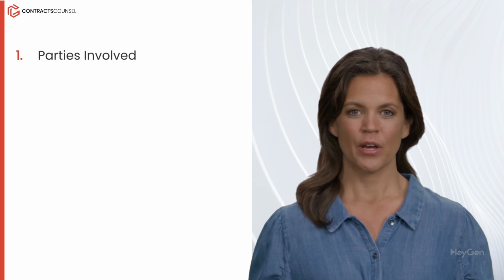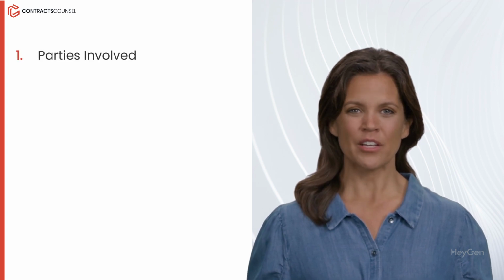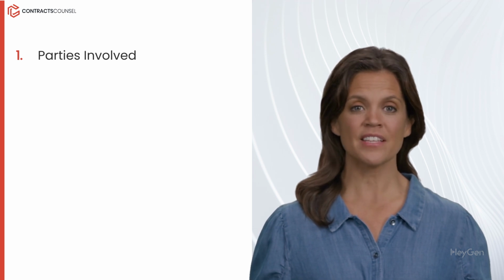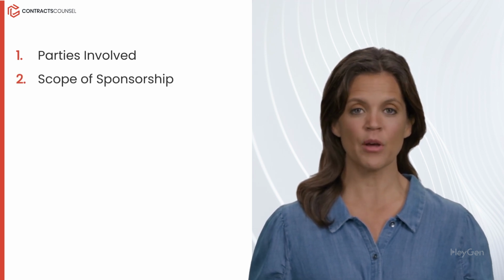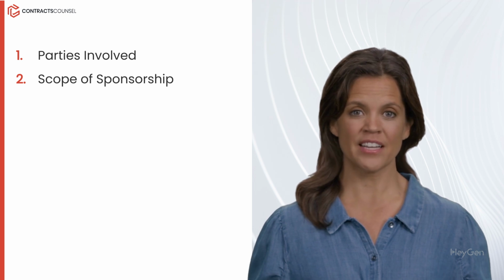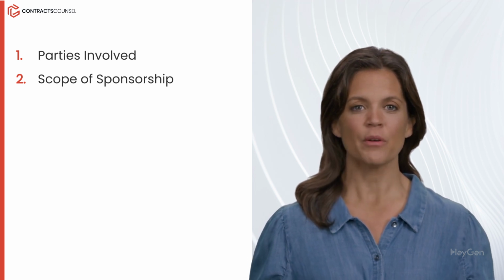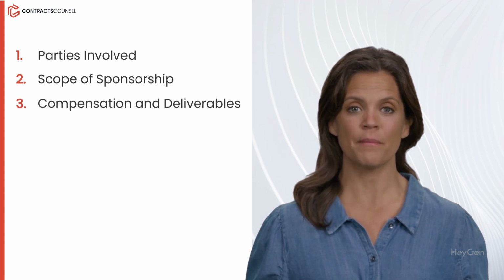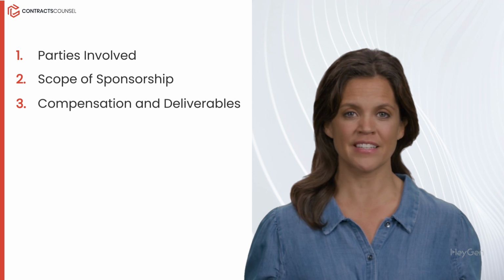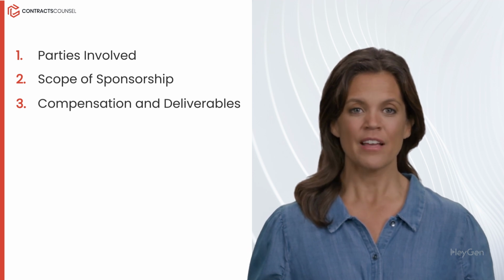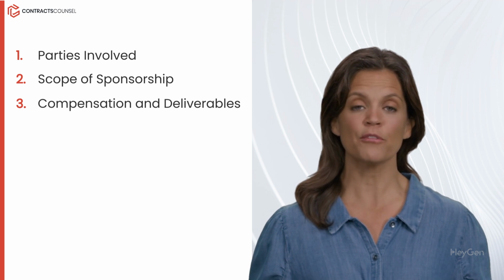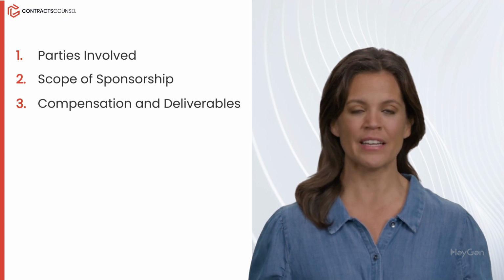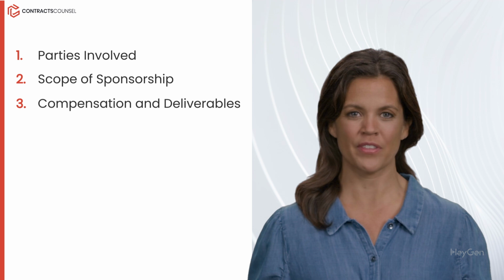Here are the key sections you'll find in most sponsorship agreements. 1. Parties involved. This section includes the legal names of the sponsor and the entity receiving sponsorship. 2. Scope of sponsorship. This section details the nature of the sponsorship, including whether it's financial, in-kind, or promotional support. 3. Compensation and deliverables. This section specifies the payment terms, the support being offered, and the deliverables expected from the sponsored party, such as brand exposure or advertising.